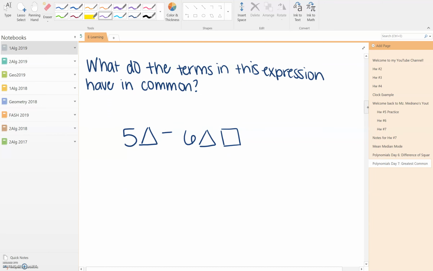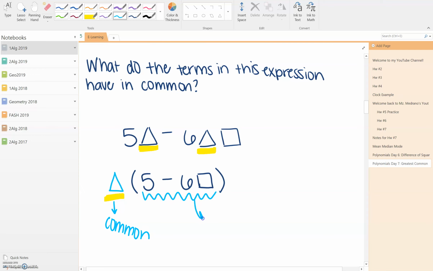So what do the terms in this expression have in common? Okay. So hopefully you noticed that both of these terms have a triangle in common, right? Now, if I go ahead and take that triangle out of the expression, I'm left with 5 minus 6 square, right? That triangle just came on out here, and then inside the parentheses is what's left over. So this was what both of those terms had in common. And this inside the parentheses is what was left over, right?